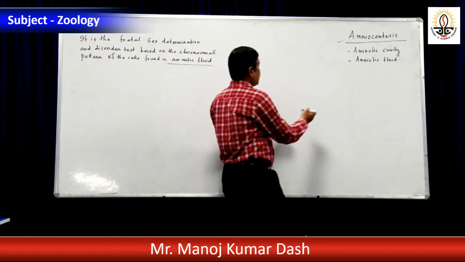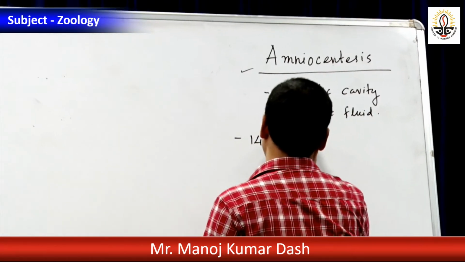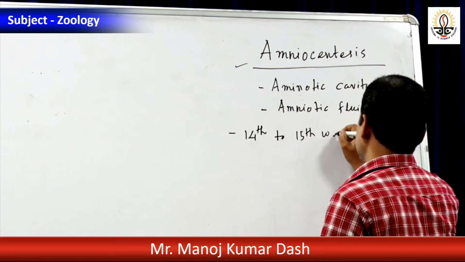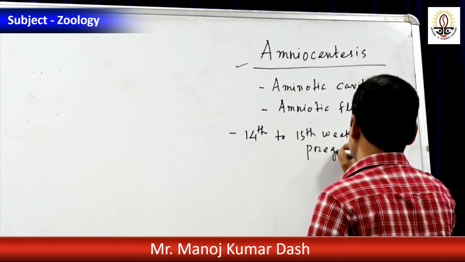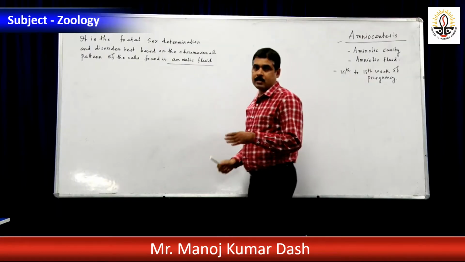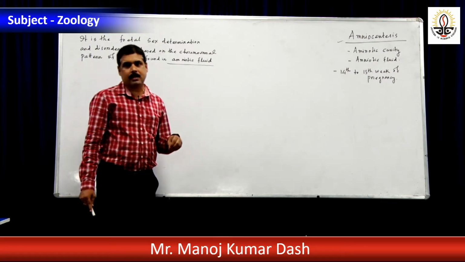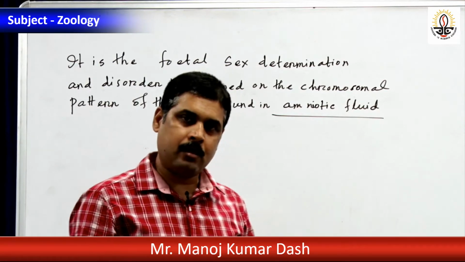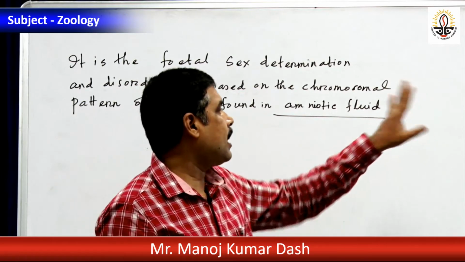This amniocentesis is carried out at the 14th to 15th week of pregnancy. If the fetus is likely to suffer any chromosomal or biochemical abnormality, that can be assessed by diagnosing the chromosomal pattern in the cells found in the amniotic fluid, and that process is known as amniocentesis.